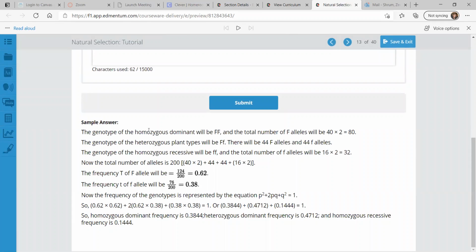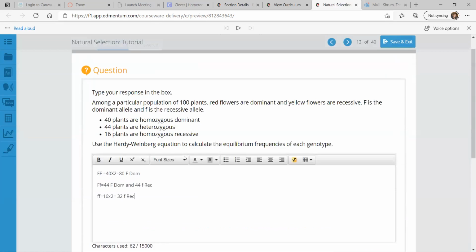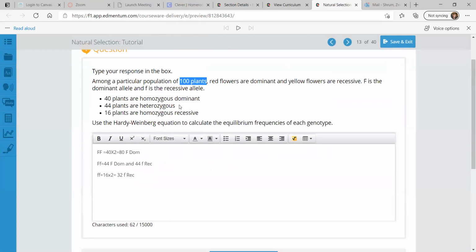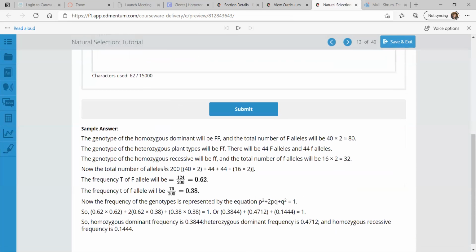Yeah, this will be easier to see. So the genotype of the homozygous dominant will be capital FF, and the total number of the dominant alleles will be 80. Here are the heterozygous plant types and the genotype for the homozygous recessive. Now, the total number is just adding that up, okay? So 80 plus 44 plus 44 plus 32, that is 200. And a simple way to remember that is that there are 100 plants and there are 2 alleles each. So 100 times 2 equals 200. And that is the total number of alleles.